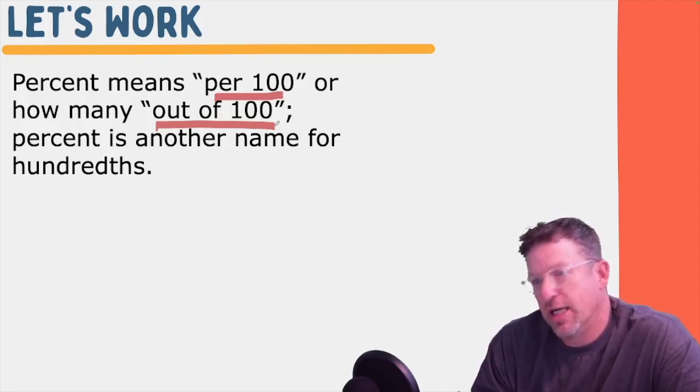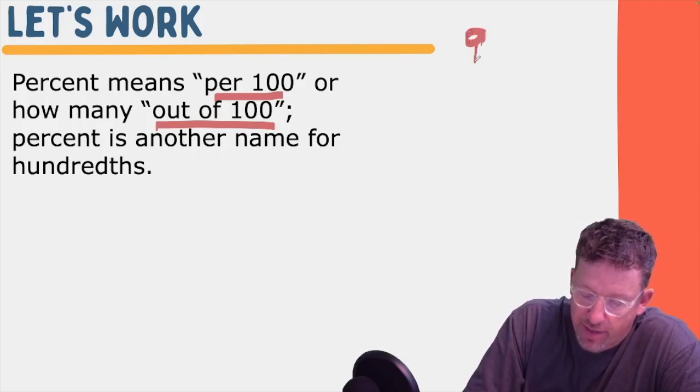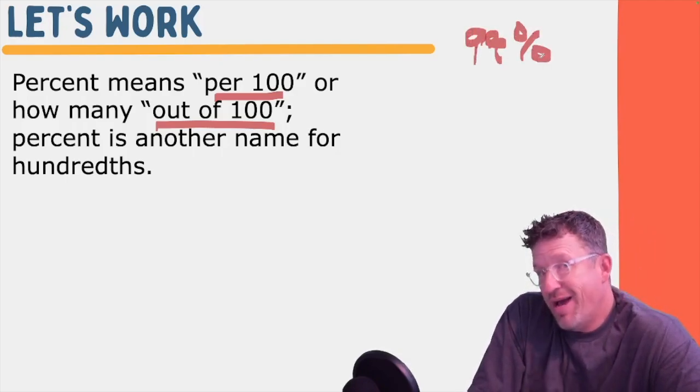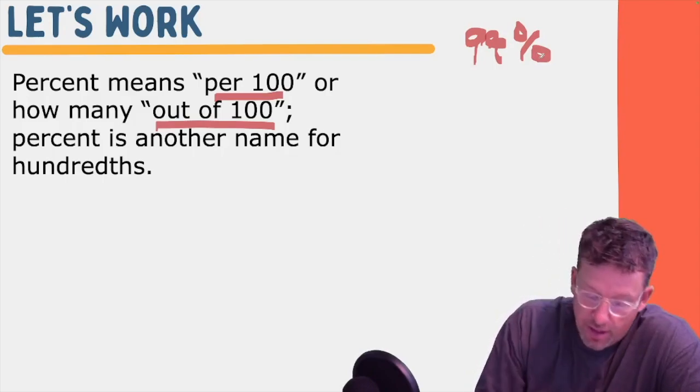99 out of 100 kids love my dad jokes. And so 99 out of 100 would be 99% of kids love my math jokes. And you guys, that's just math. You can't argue with it. It's good stuff. It's just good jokes. All right, so that's what that means.